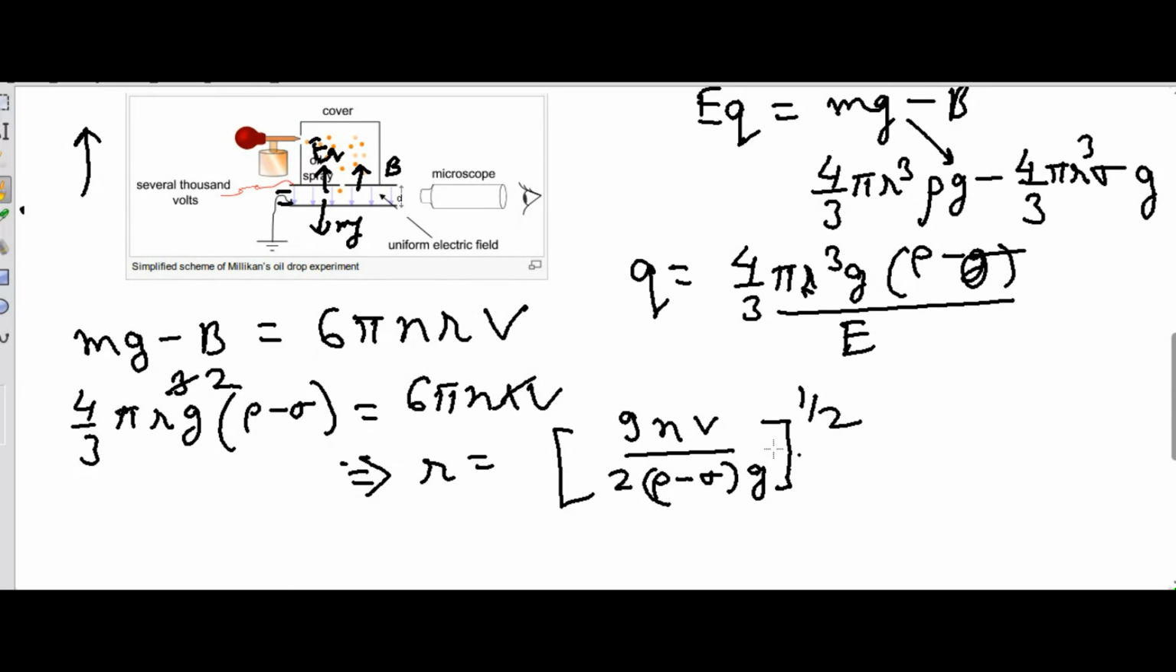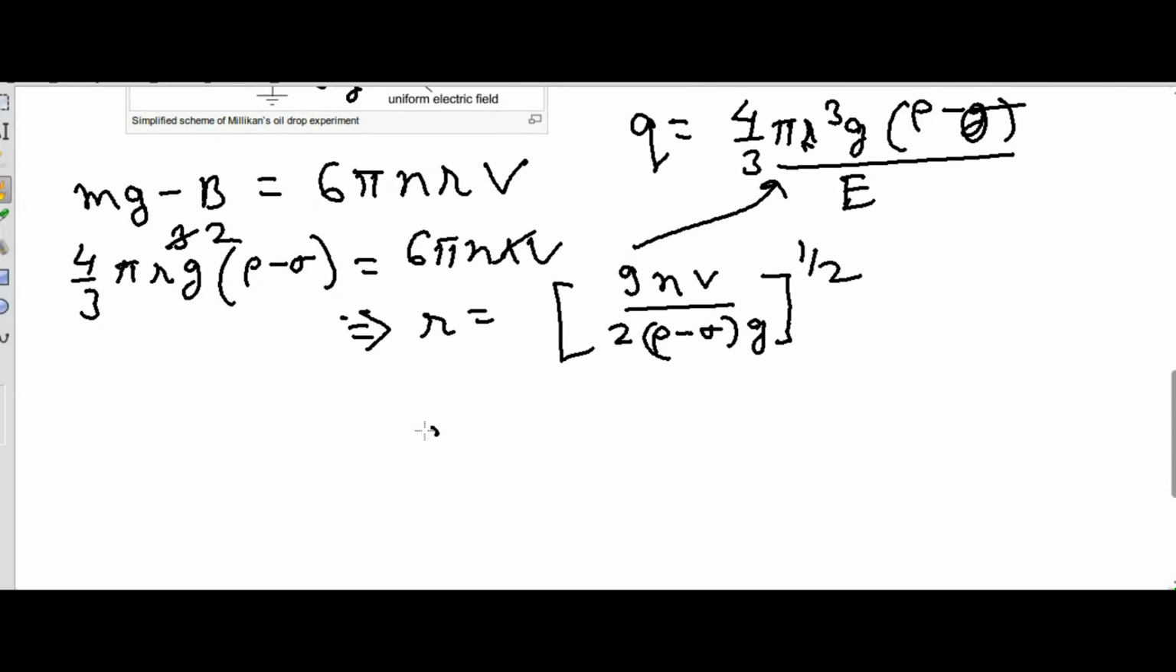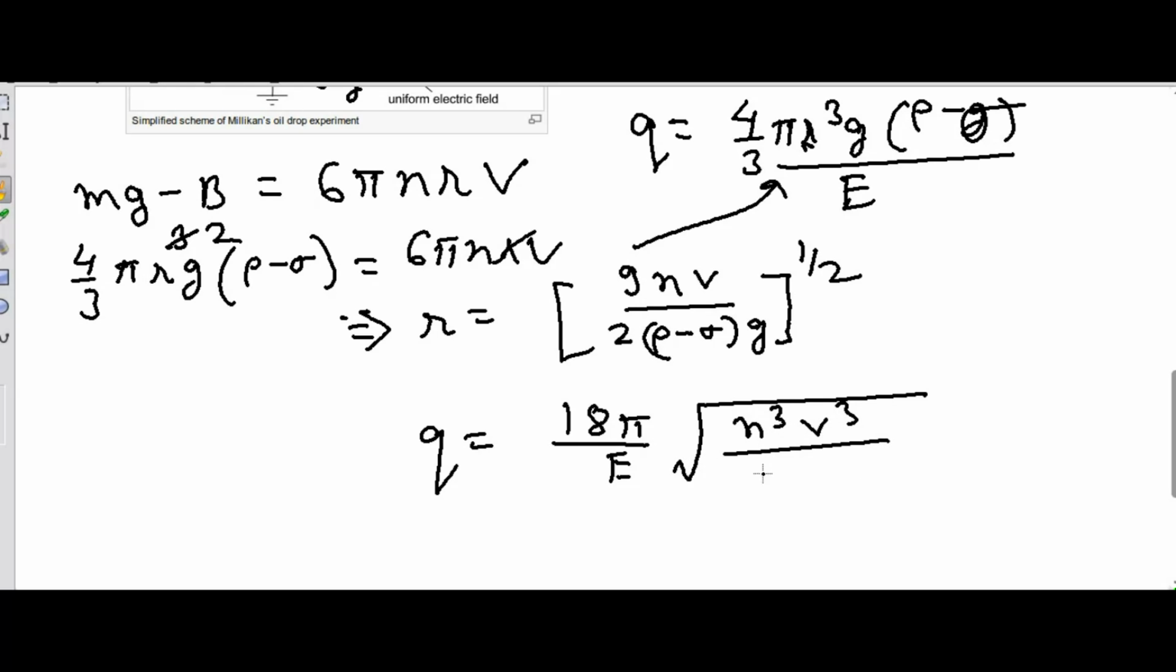If I substitute the value of r from this equation into this equation, I will get q equal to, I will just write the final expression. This is simple algebra which you can do as an exercise in your free time. I recommend you practice that algebra so that your concepts are clear. Divided by 2 rho minus sigma g. So now this is the final expression for q.